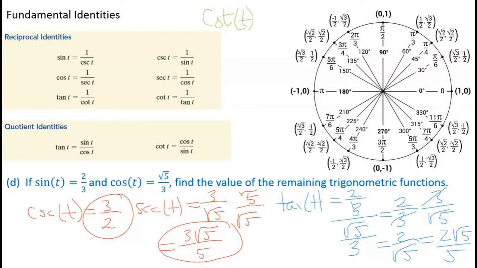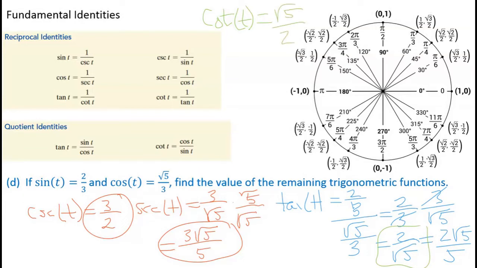Now, cotangent of t is the reciprocal of tangent. So I could flip 2 square root of 5 over 5 upside down, but you know what that's going to do? That's going to give me a square root in the denominator. What if I flip this one upside down? That would just give me the square root of 5 over 2.